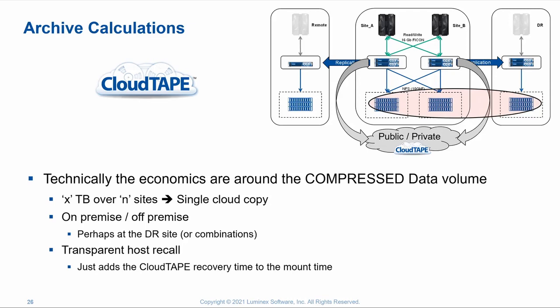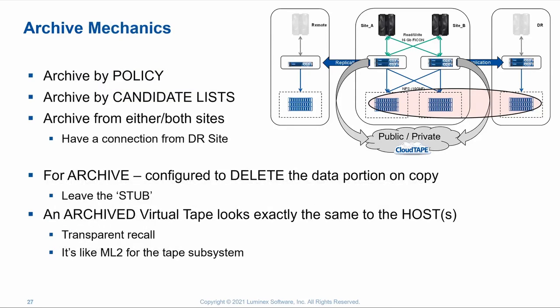And of course, on-premise, off-premise, public, private. For us, it's a transparent host recall. So if you have archived a tape and you want to mount it for read, it just adds CloudTAPE recovery time to the mount time for the tape. In terms of mechanics, what we're seeing is most customers using it by policy or candidate list. Some customers are classifying data on write as a cloud capable target and writing it off as Cloud Direct. But most customers are archiving off the top of the age group.